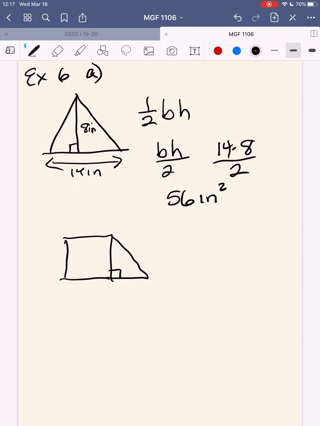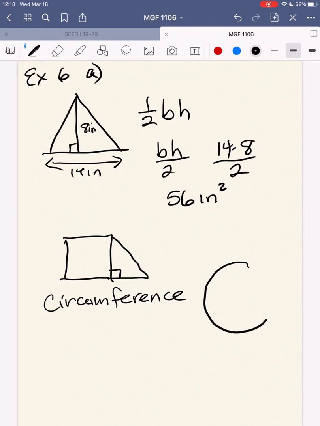Okay? The last part of this we're going to look at, this is kind of where my focus is, we're going to go ahead and find something with circles. So we're going to talk about something called circumference. Okay, and circumference is just a fancy way of saying perimeter for a circle. So we're looking at the outside of the circle, finding out how far around it is.